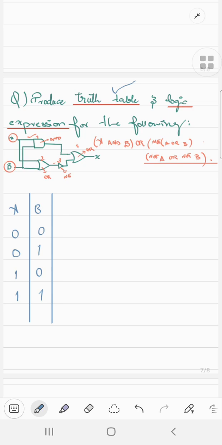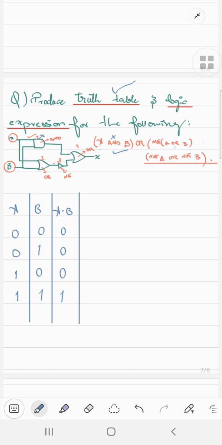Now the first thing they are saying, A and B, means multiply. And if you look here, the first gate we are making is the AND gate. It means we will multiply it first. A dot B. 0 multiplied by 0 will give you 0. 0 multiplied by 1 will give you 0. 1 multiplied by 0 will give you 0. And 1 multiplied by 1 will give you 1. Clear? Now the first gate is done.